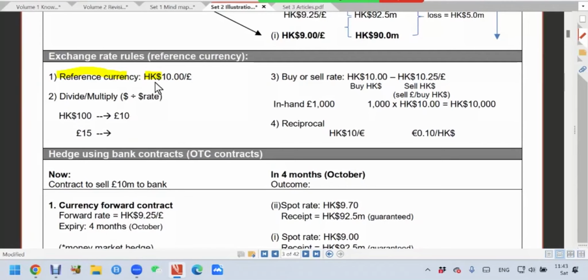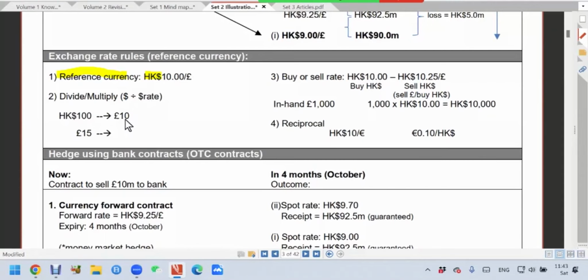So the rate given here, the reference currency is Hong Kong dollar. The amount I want to convert is the same as Hong Kong dollar. You take this one, divide by 10. So 100 Hong Kong dollar divided by Hong Kong dollar 10 gives me 10 pounds. Hong Kong dollar divided by Hong Kong dollar gives me the pound. Same as reference currency, you divide.